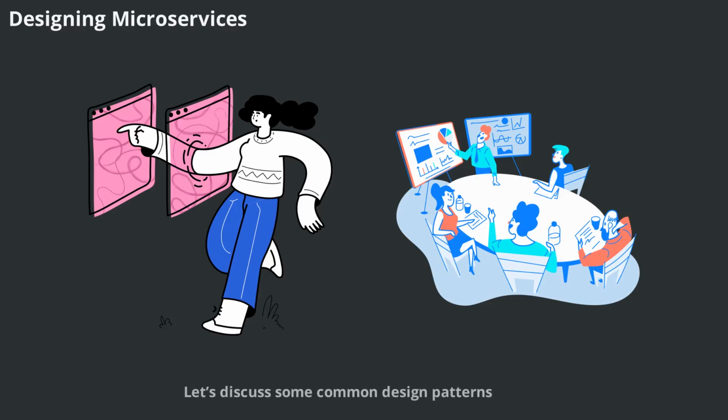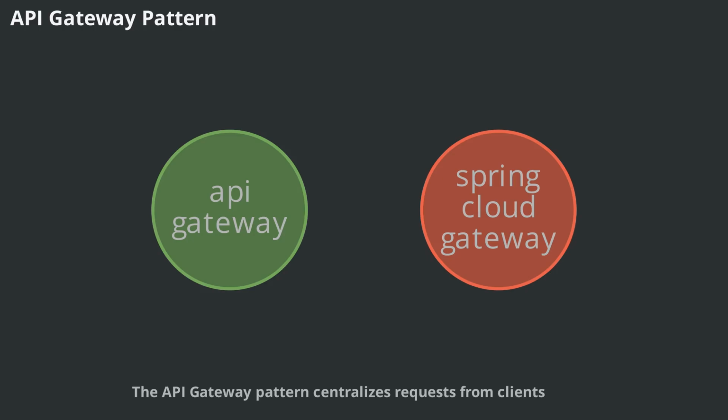Let's discuss some common design patterns and their applications in Spring Boot microservices. API Gateway Pattern centralizes requests from clients, routing them to appropriate microservices. It provides features like authentication, rate limiting, and request aggregation. Spring Cloud Gateway is a popular choice for implementing this pattern.